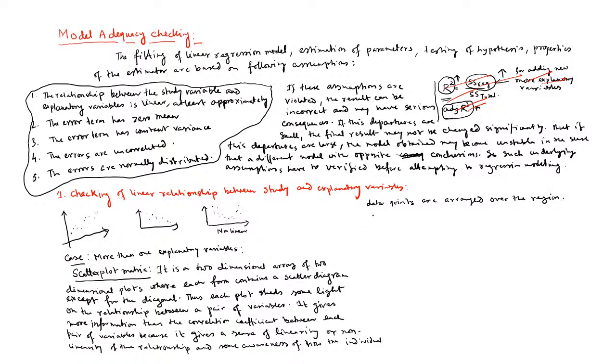For example, actually, it is a scatter diagram. It is a scatter diagram of, suppose I have k explanatory variables. In that case, this is a scatter diagram of yx1, yx2, yx3.